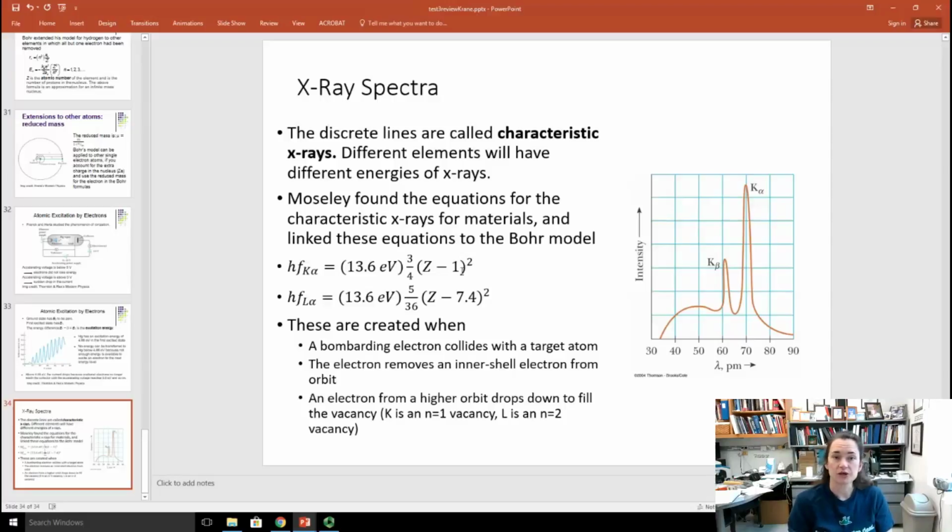So Moseley obtained this data by taking X-ray spectra for a bunch of different targets, mostly metals, and then doing a plot and a linear fit to that data for the K-alpha and the L-alpha X-rays. It was considered a validation of Bohr's model of the atom because it showed that the energies of those X-rays were still proportional to Z squared, and that was considered a triumph.